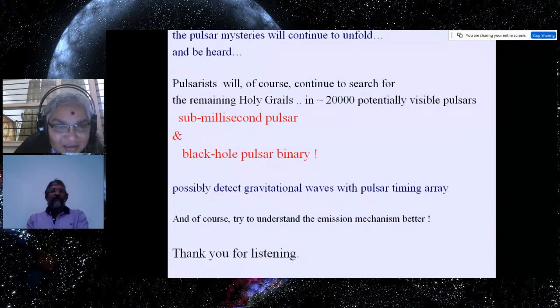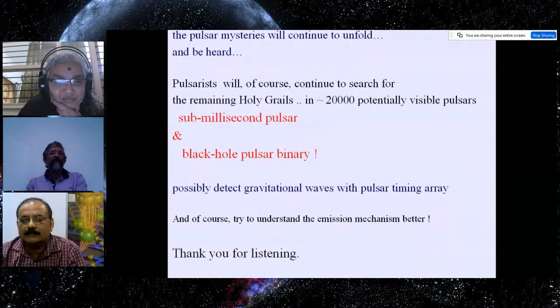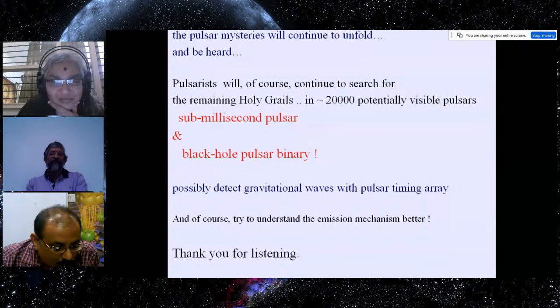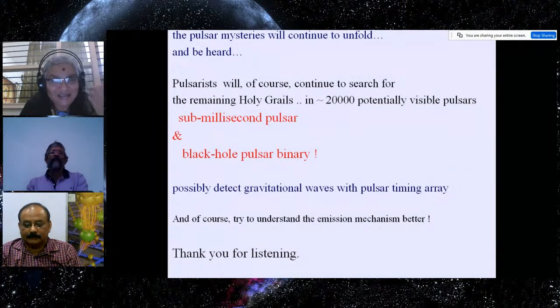So I will stop here and leave you with these two potential holy grails to be discovered. Sub-millisecond pulsars and black hole pulsar binaries are yet to be detected, and of course possibly detecting gravitational waves. I'm sure many of you will be part of this future excitement.